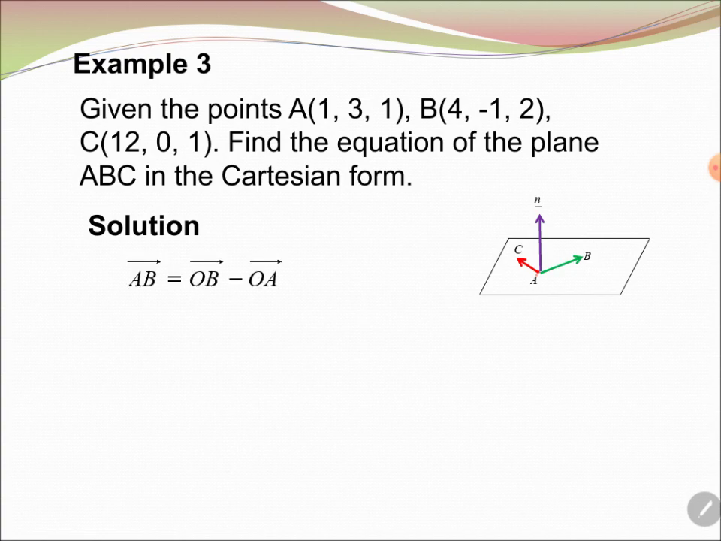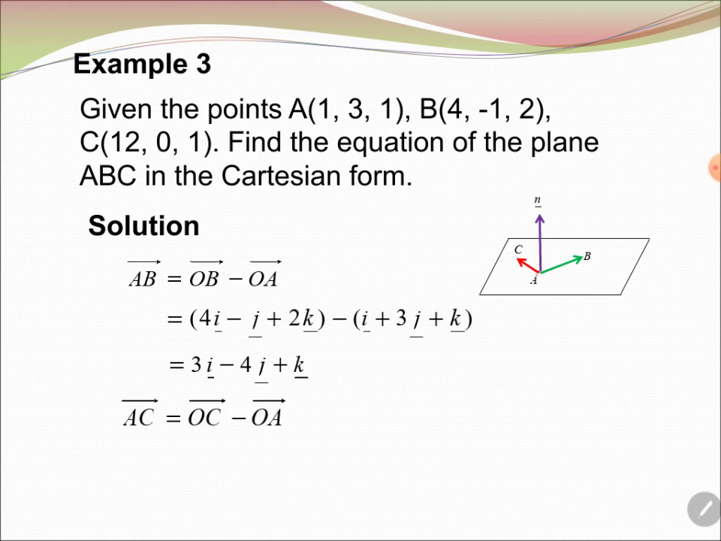So what is AB? AB is OB minus OA. So OB is equal to 4i - j + 2k. OA is equal to i + 3j + k. So minus OB to OA, we get 3i - 4j + k for AB. And then how about AC?